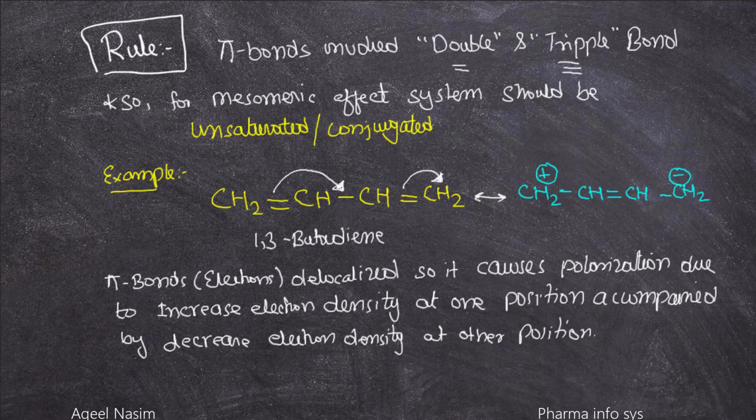Let us consider another example: CH2=CHCl. Here the involvement of pi electrons is there. Remember this thing. There is no electronegativity difference involved here.